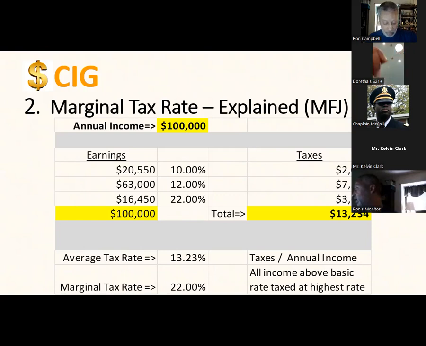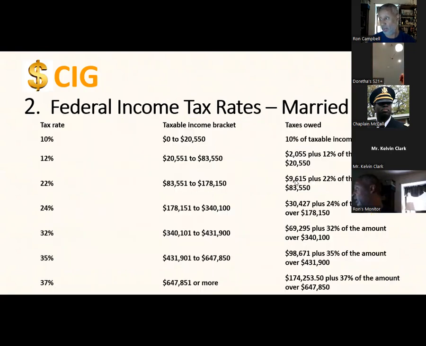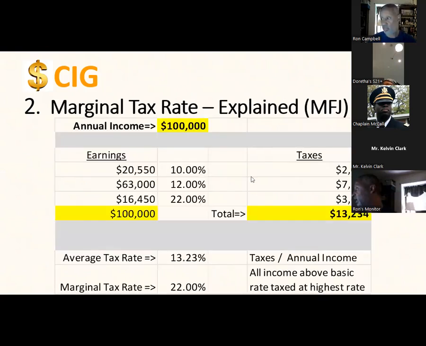So anything over $178,150, you're going to be at the 24%, and that will become your new marginal tax rate. The easy way to explain it is the highest rate that you're going to be paying until you change brackets. I'm going to go back one, and you see here at the 22% rate, all income between $83,551 and $178,150 is taxed at 22%. So using this example, anything between that and less than $178,150 is going to be at the 22% rate.